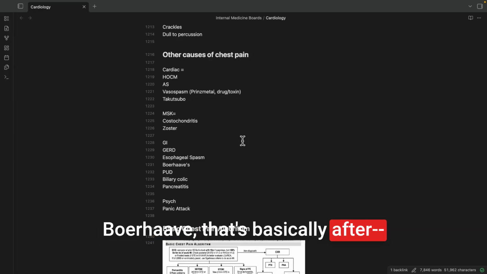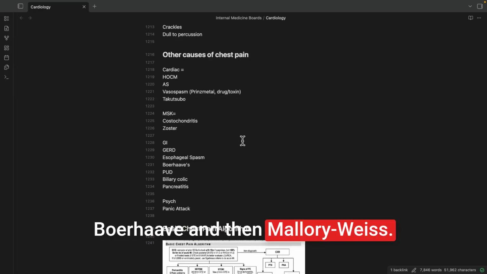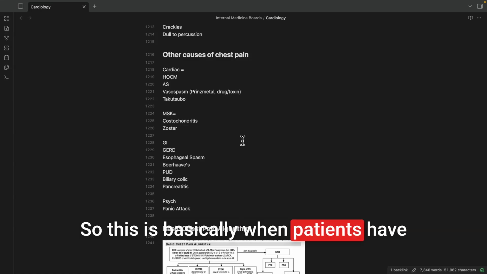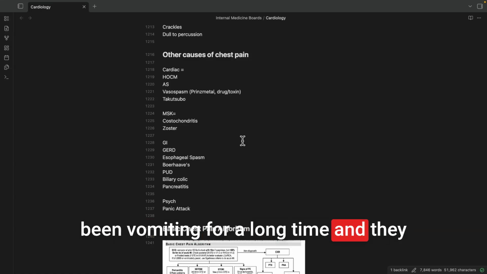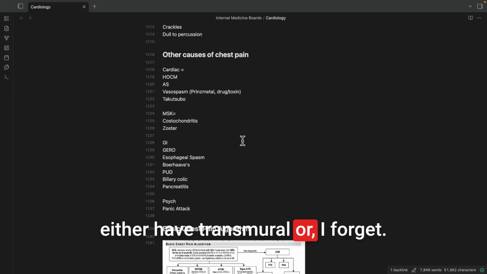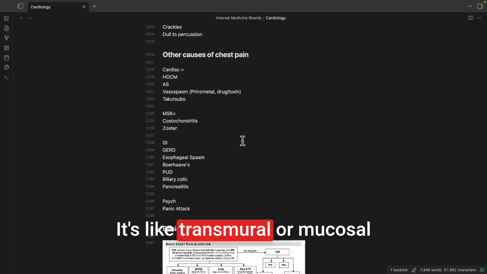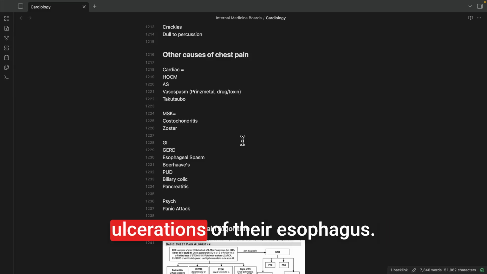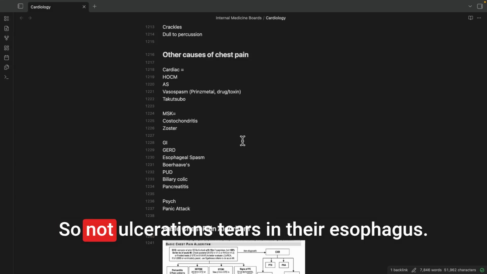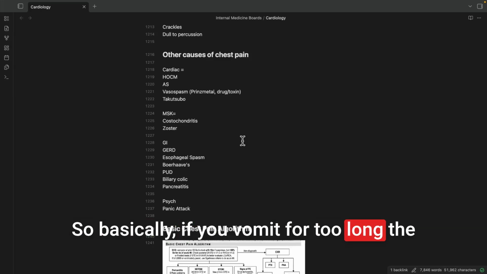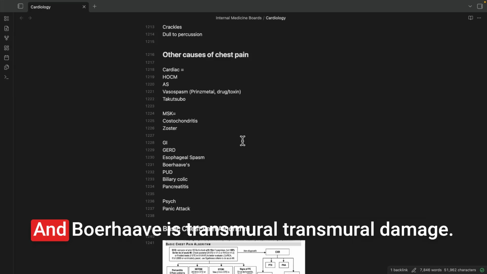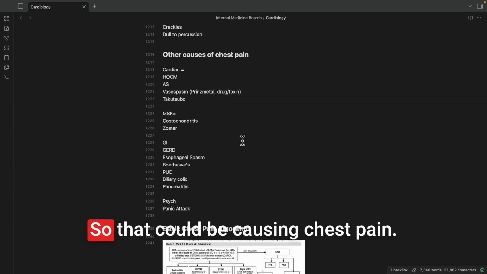Boerhaave and then Mallory-Weiss. So this is basically when patients have been vomiting for a long time and they have either transmural or mucosal tears of their esophagus. I forget which is which. So, not ulcerations, tears in their esophagus. Basically, if you vomit for too long, the retching can cause tears in the esophagus. And Boerhaave is transmural damage. So, that could be causing chest pain.